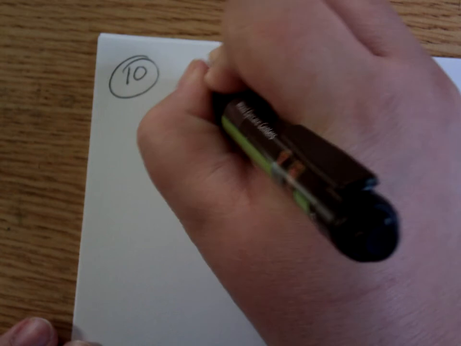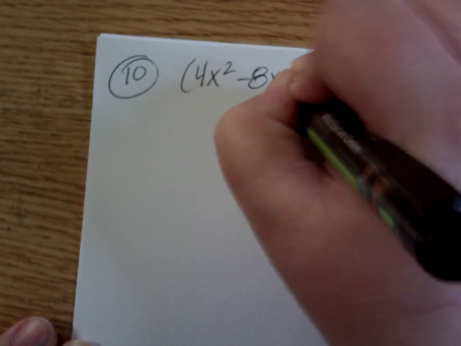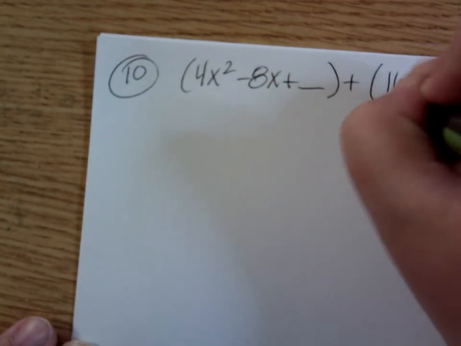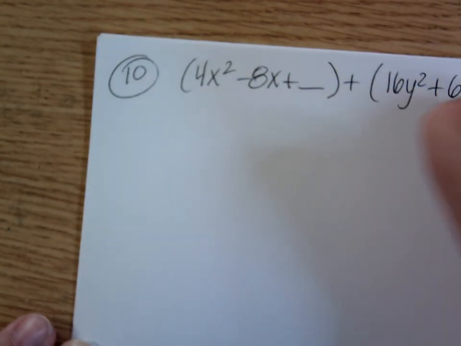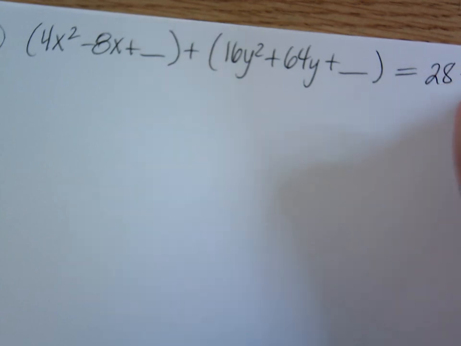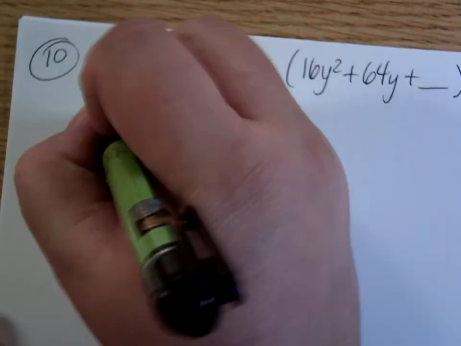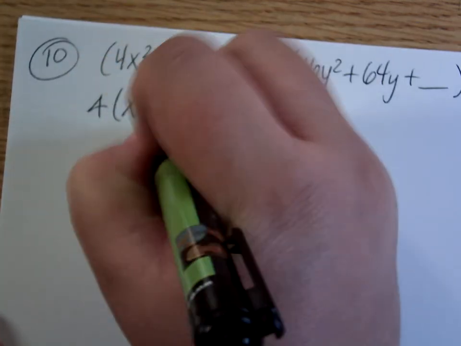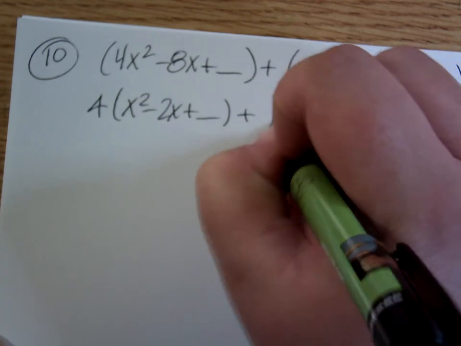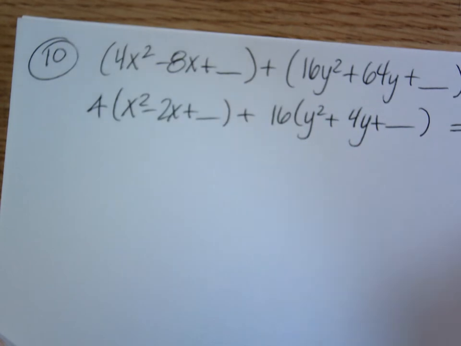Number 10, when I write it with the x's collected, I get this. Y's collected, I get this. And I'm adding 2 blanks on the right-hand side. Take a 4 out of the x's, take a 16 out of the y's. Right-hand side doesn't change.